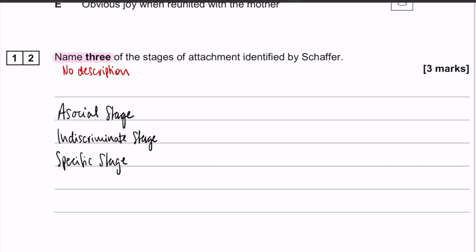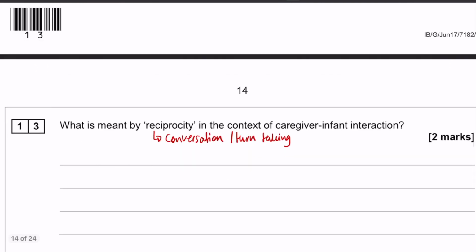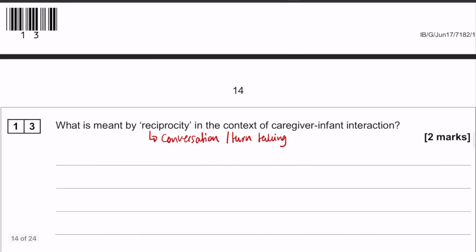Okay, so moving on to our final question of the video, question number 13, which is, what is meant by reciprocity in the context of caregiver-infant interaction? There are 2 forms of caregiver-infant interaction that you need to know for AQA A-level psychology, and those are reciprocity and interactional synchrony. Reciprocity is more of a conversational type of interaction between caregiver and infant. It's based on turn taking, whereas interactional synchrony is more based on imitation.